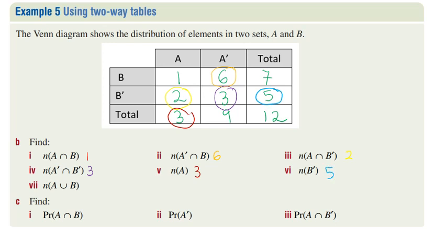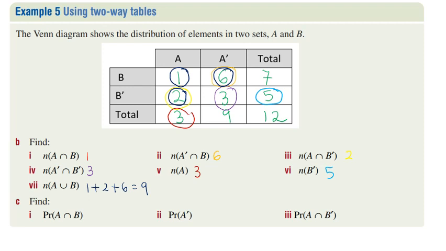And then we've got A or B. So A or B, that's this one here, A and B, and then we've got B and not A, and then we've got A and not B. So they're all the sections. So we've got 1 plus 2 plus 6, which equals 9. Notice I didn't include the not A and not B because that's not included in it.